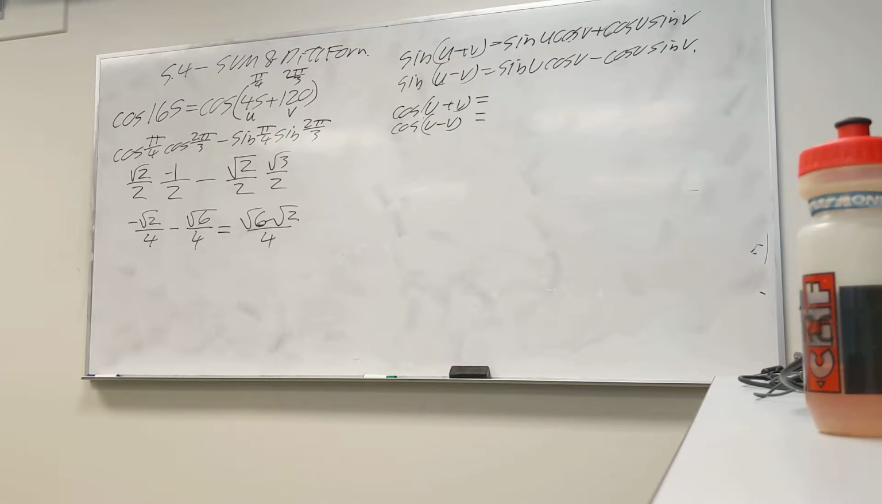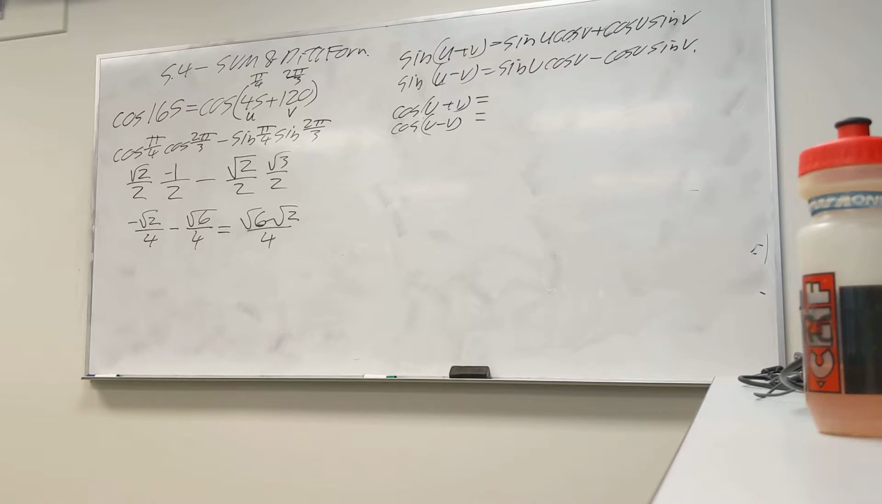Square root of 6 over 4. Well, square root of 6 over 4 minus the square root of 2 over 4. Maybe I have a calculator I can borrow? Really quick. Put my video on pause. Thank you.